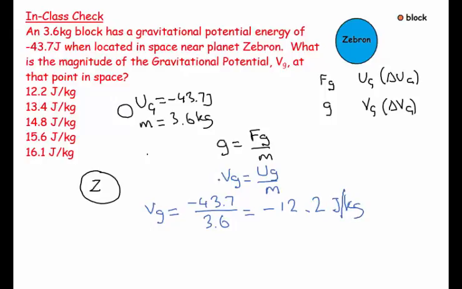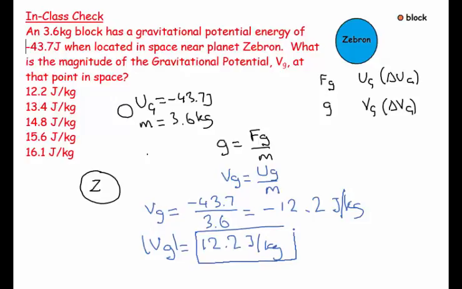It asks me for the magnitude, so the magnitude of Vg is equal to 12.2 joules per kilogram. So there we have it.